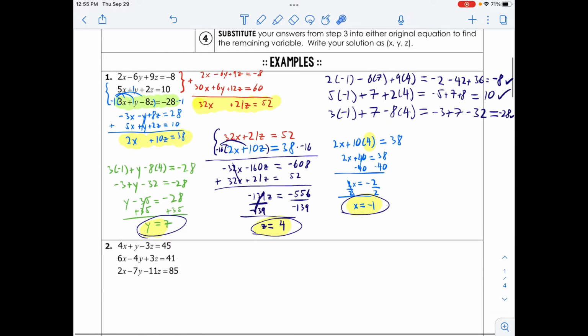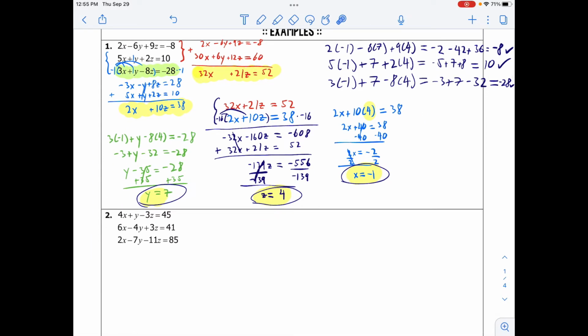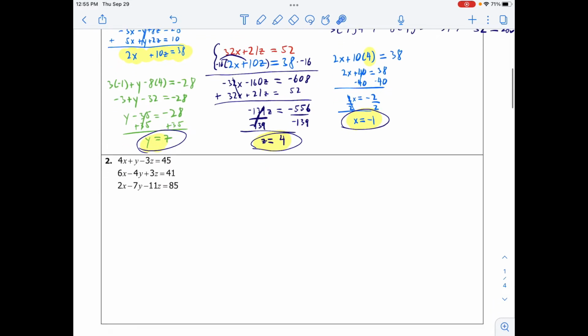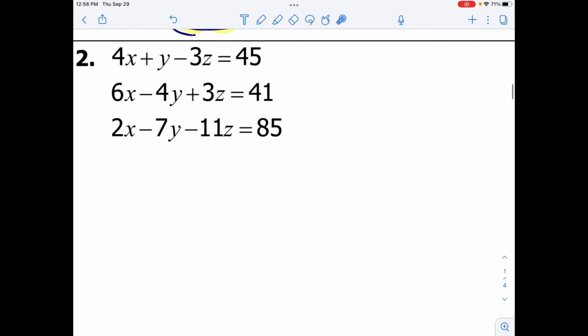Good, so that's the first example in the book. So pause, rewind, slow down if you need to. Ask Mr. Miller for help, okay? Let's go on to number 2. Number 2, all right.